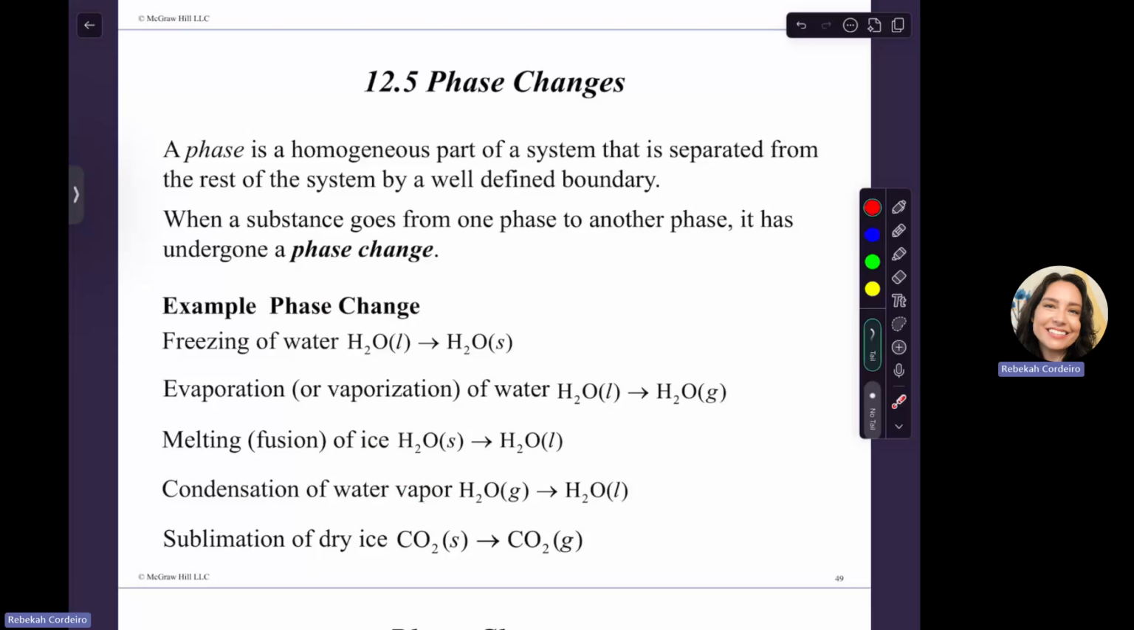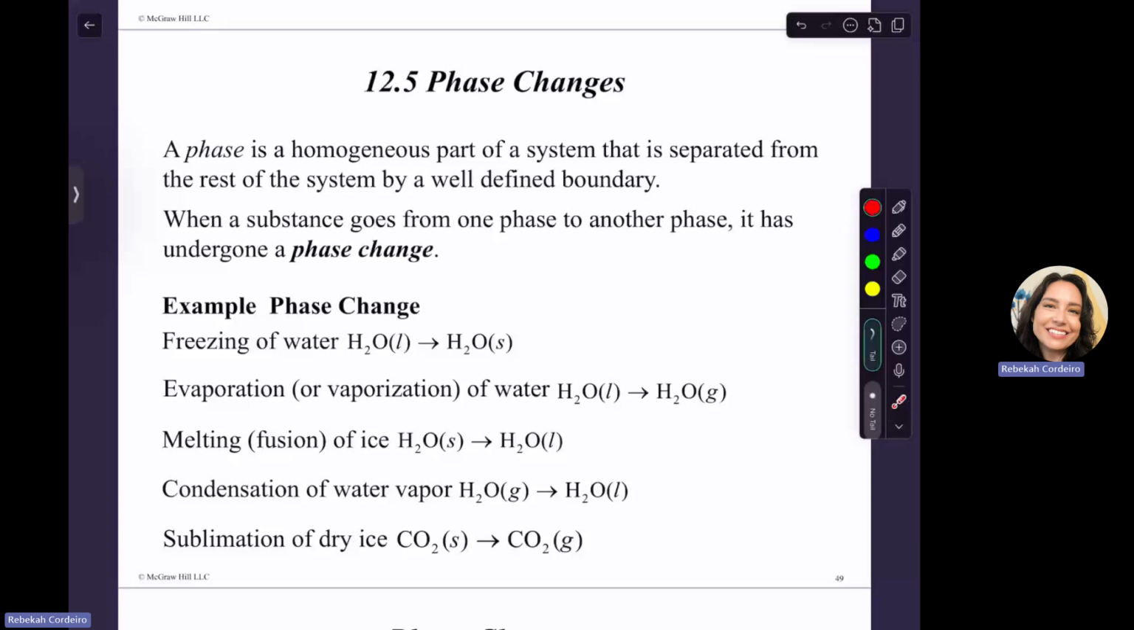All right, in this video, we're going to finish out chapter 12 for Chem 102. We're going to talk about phase changes. So a phase is just a homogeneous part of a system that's separated from the rest of the system by a well-defined boundary, like a melting point or a boiling point, a boundary where we've crossed over from solid into liquid, right? Clearly all of our intermolecular forces are now different. Our distances are now past a certain point.